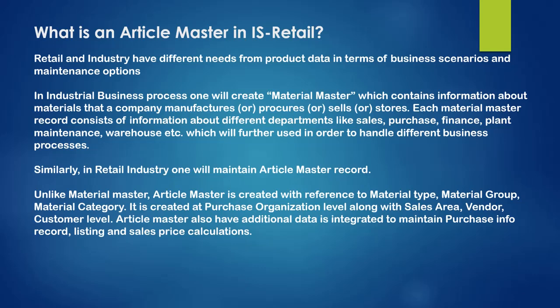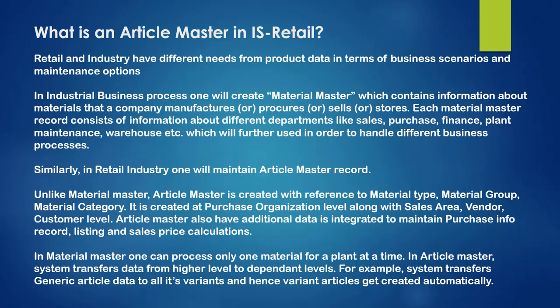It is created at purchase organization level along with sales area, vendor, and customer level. Article master also has additional data that is integrated to maintain purchase info record, listing, assortment, and sales price calculations. In material master, one can process only one material for a plant at a time, whereas in article master, the system transfers data from higher level to dependent levels. For example, the system transfers generic article data to all its variants, and hence variant articles get created automatically.